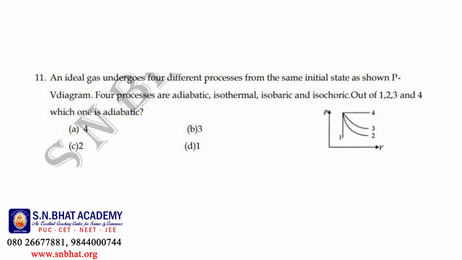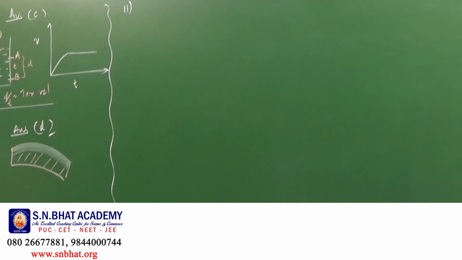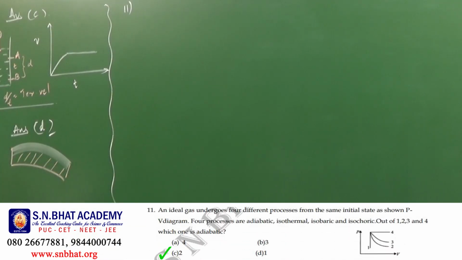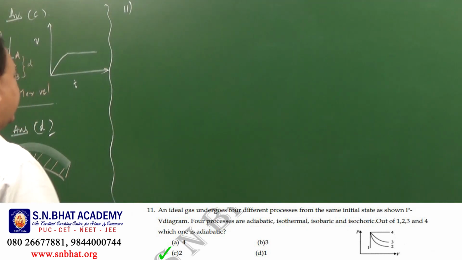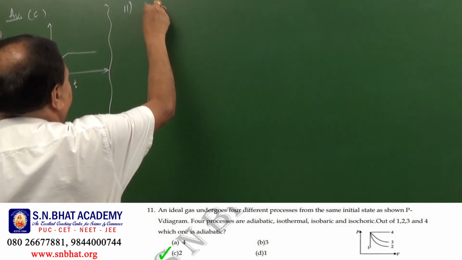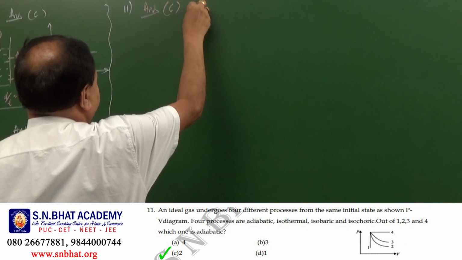Study the question carefully. An ideal gas undergoes 4 different processes from the same initial state of pressure. Within the PV diagram, the 4 processes are adiabatic, isothermal, isobaric and isochoric. Out of 1, 2, 3, 4, which one is adiabatic? Here the answer for this question is C, and your correct one is the second one.